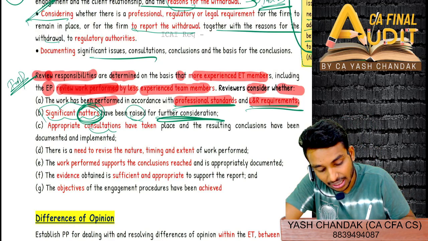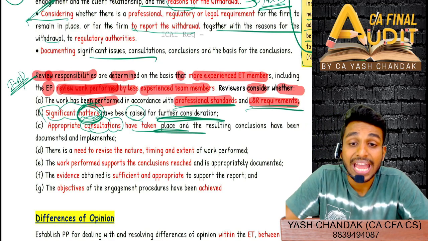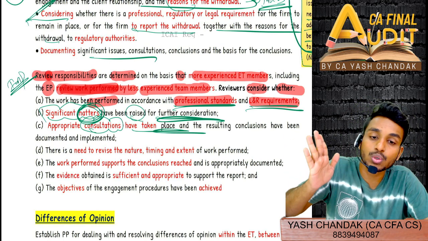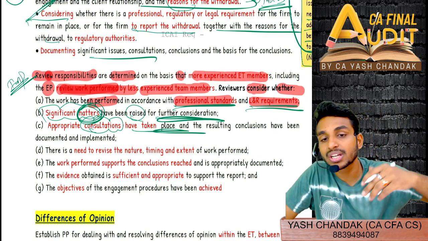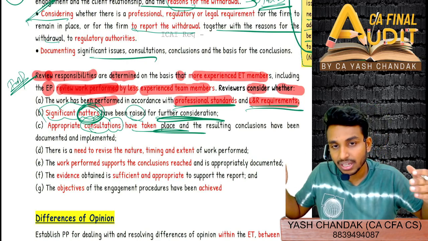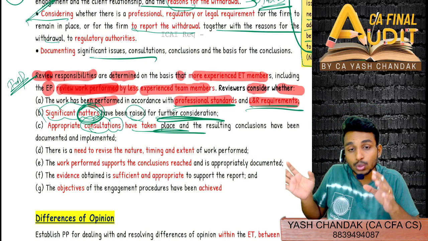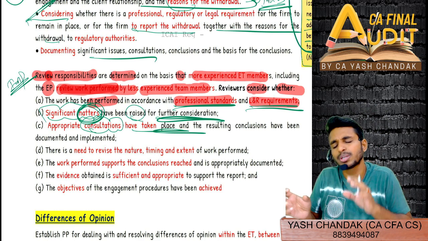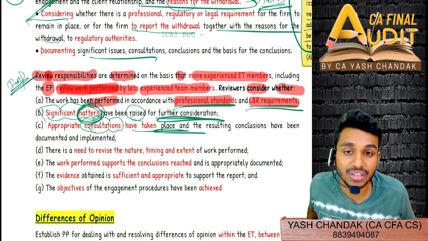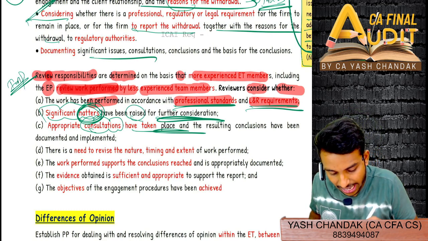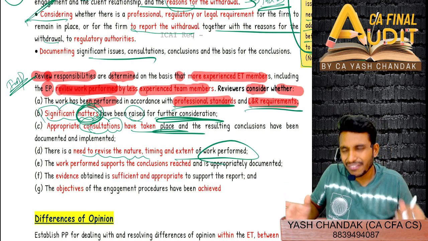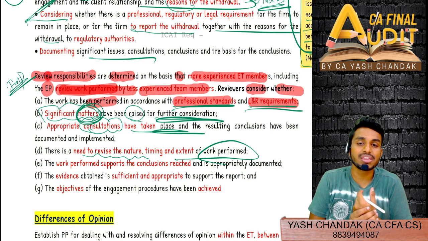Thirdly, we will see whether consultations have been taken by us or not, and whether the conclusions based on those consultations have been documented or not. Suppose we were confused on a point, not sure whether we should deal with it as this or that, then we consulted an expert. The conclusion that we derived after consultation, with the expert or the management or the TCWG, whoever you consult, has to be documented, and check whether you have documented that consultation or not. And then whether there is a need to revise the nature, timing and extent of the work performed. That means whatever work we have performed till now, whether there is a need to revise the NTE.